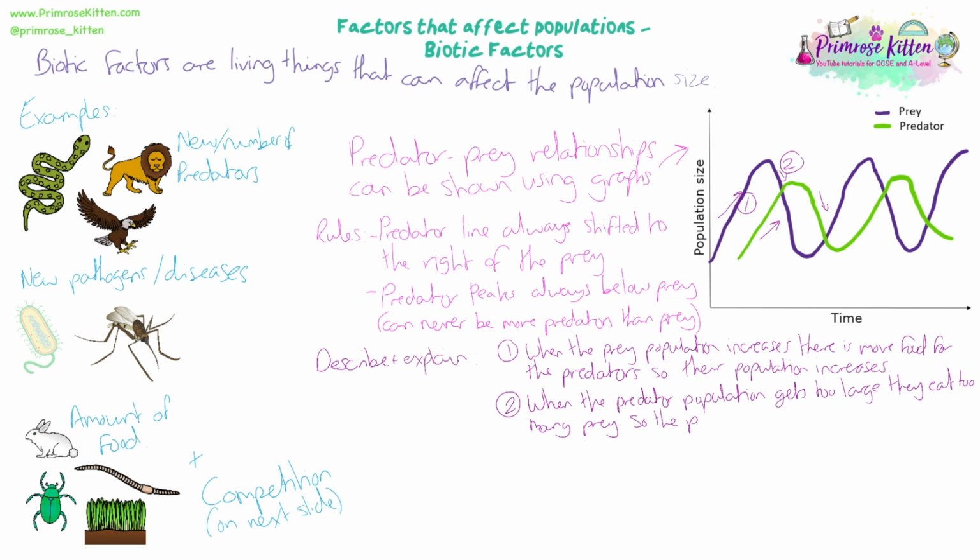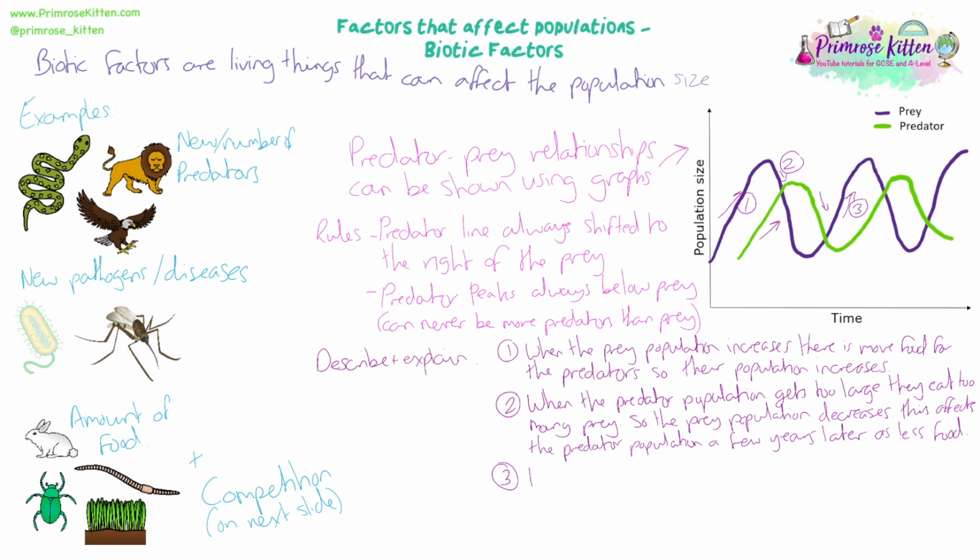And then with a delay, again, a slight delay of potentially a year or a few years, the predator population has run out of food. There's a decrease in food because of the decrease in prey population. So they also start to decrease because not as many of them are surviving and reproducing because there's not enough food.